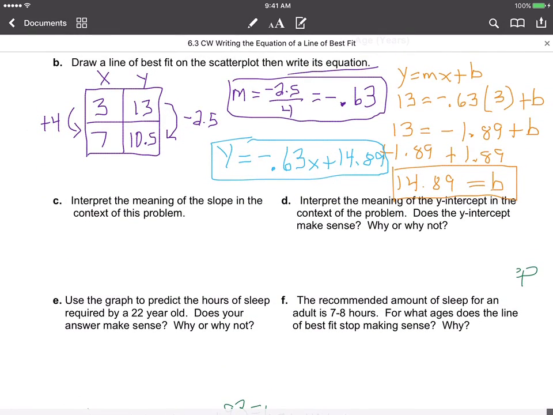Alright, question C. It says interpret the meaning of the slope in the context of the problem. Why don't we actually do a third video for this one? So go ahead and start the third video after this one.